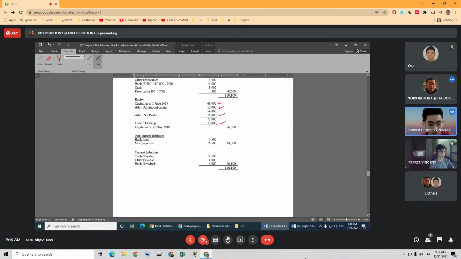So if the profit is a loss, do we write net loss? The loss is also negative. Do we write less and then net loss instead of add and then net profit? Yes, if it's net loss, then you must put it like this: less, and then net loss, and we use the minus instead. Oh, okay. Because it's the opposite of net profit.